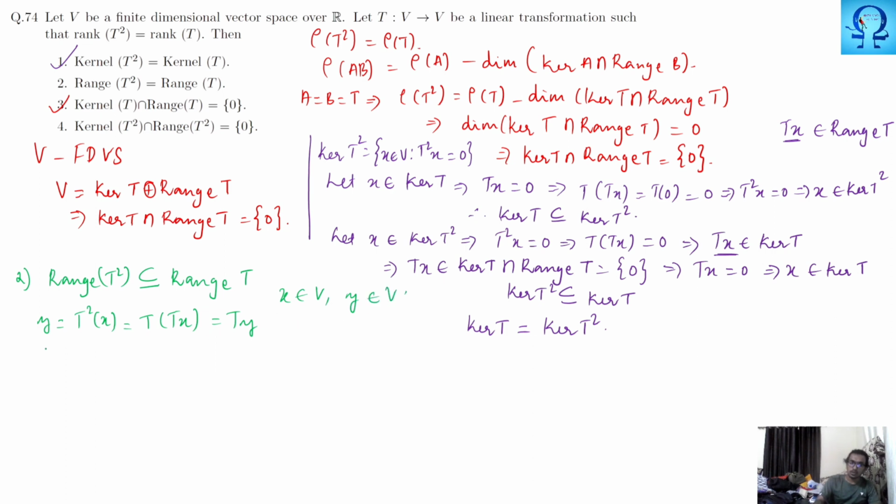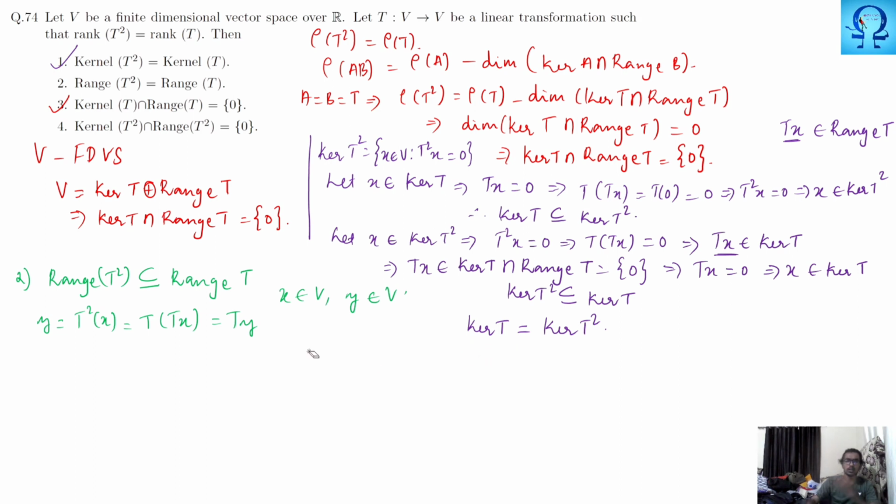Okay, so this z may be written with the help of T squared. When you operate this T squared to x, you are getting z, or if you operate the operator T to y, you are getting z. So basically you have started with an element in range of T squared and finally proved that it is an element of range of T. This is happening to be true. Good, that's fine.